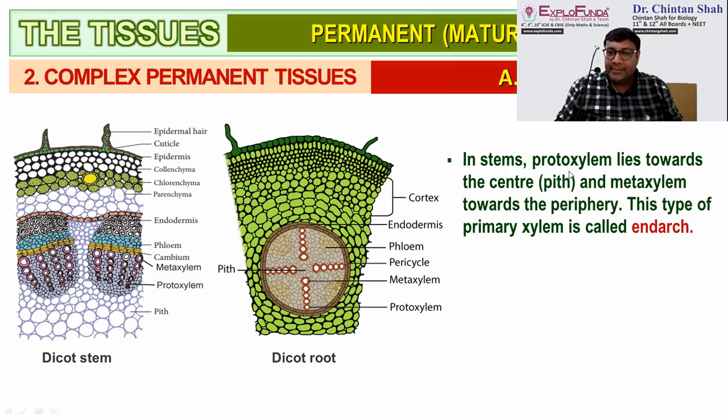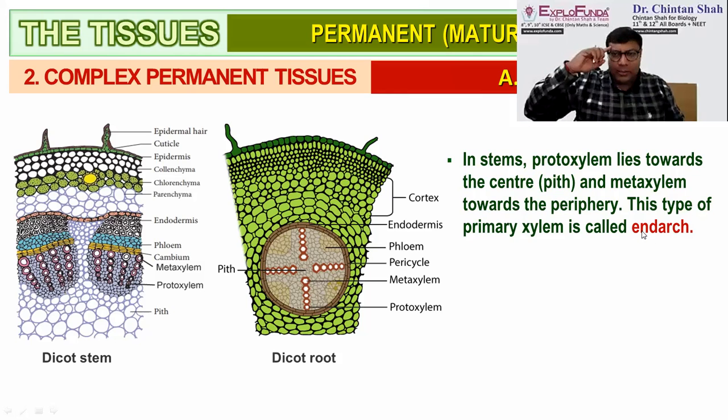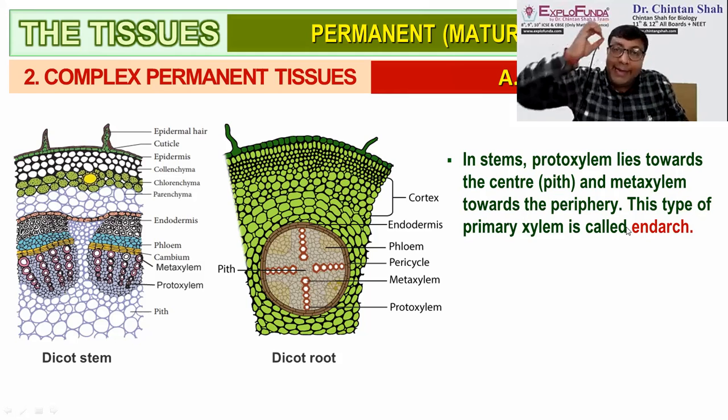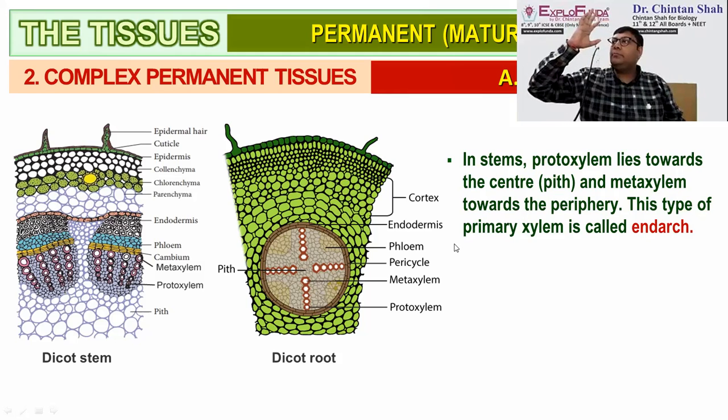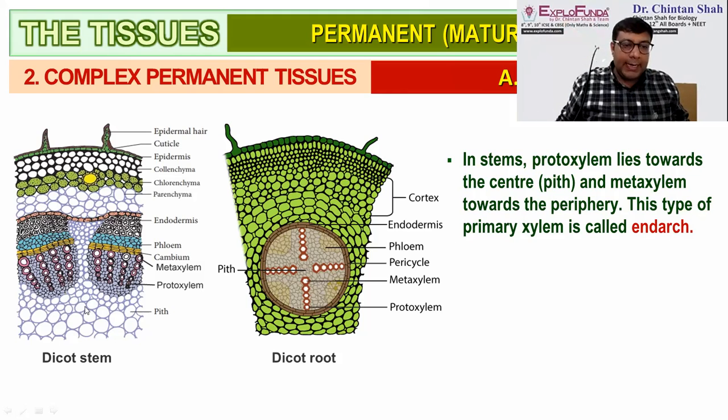In stems, protoxylem lies towards the center or the pith, and metaxylem towards the periphery. This is known as endarch. So you should always keep only one thing in your mind. You should always ask, where is protoxylem? If it is towards the inner side, then it is known as what?